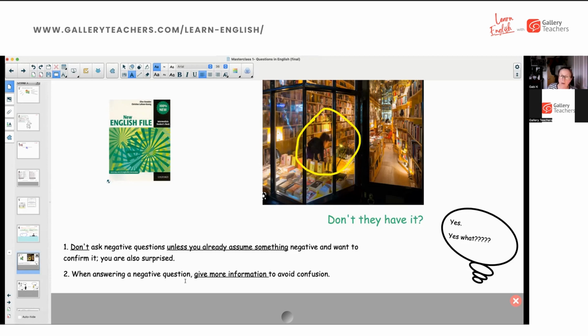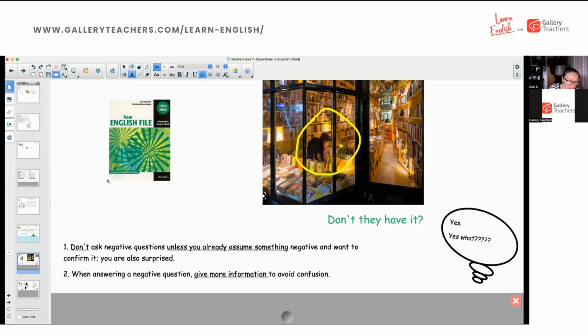And when answering a negative question, you need to provide more information, okay? Otherwise, if it's just a yes or no answer, then people will be confused. Even native speakers get confused. So be very, very careful with negative questions.